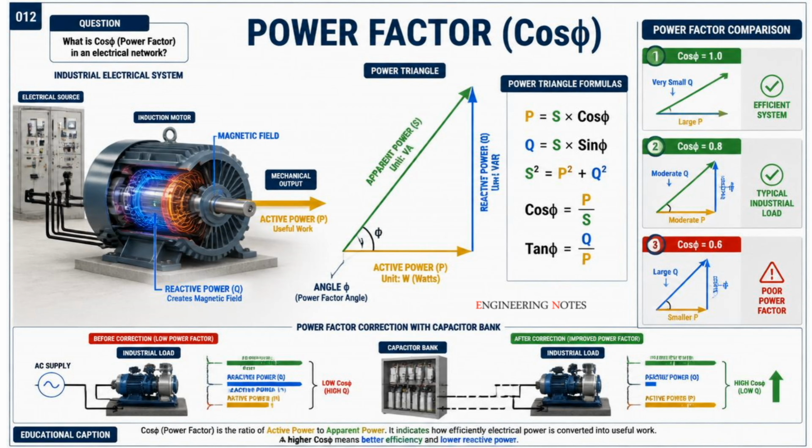The cosine of this angle, cos phi, is known as the power factor. The power factor indicates how effectively electrical power is being converted into useful work. A higher power factor means that electrical energy is being utilized more efficiently, while a lower power factor indicates a greater amount of reactive power in the system.